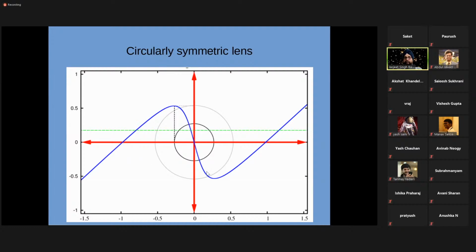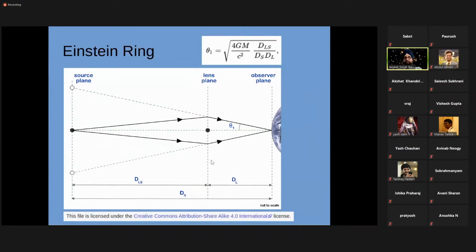So there are places, so let's say over here, if I draw a horizontal line, I will see it at 3 different places and I get multiple images. So one can think of the most symmetric situation where the source, the lens, and the observer are in a line. In this case, of course, there is an axial symmetry, and instead of seeing discrete images of the source, we will see a ring.